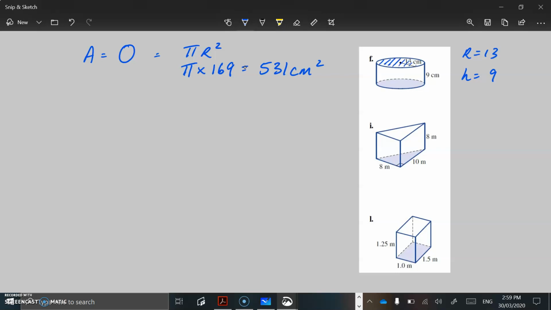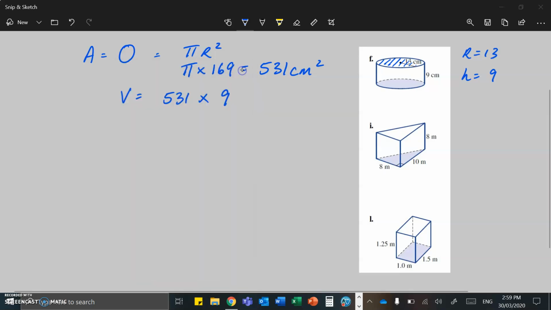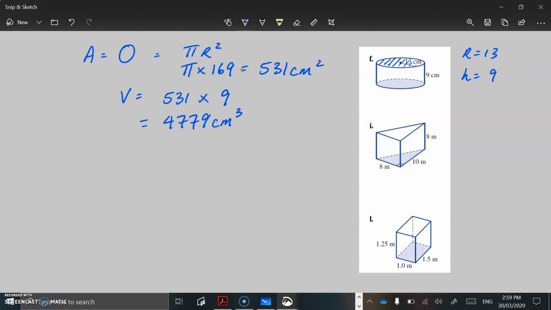So that 531, we're going to multiply by the height, which is 9. So 531 times 9 gives us 4779. 4779 centimeters cubed, because this is centimeters squared and this is centimeters. So centimeters squared times centimeters gives you centimeters cubed.